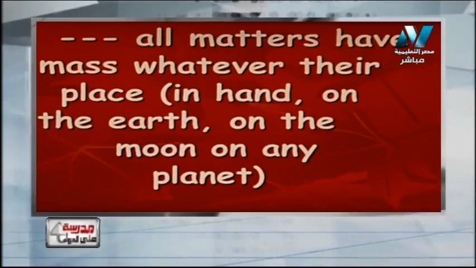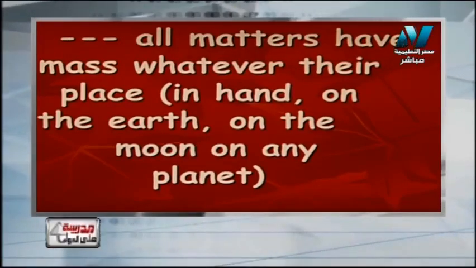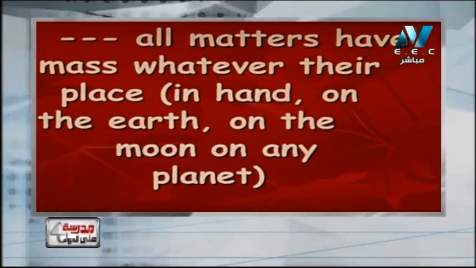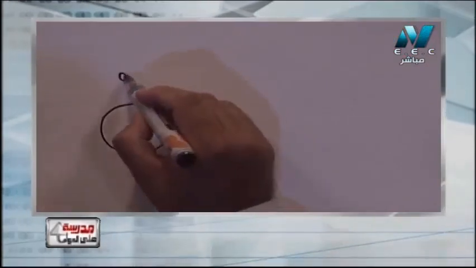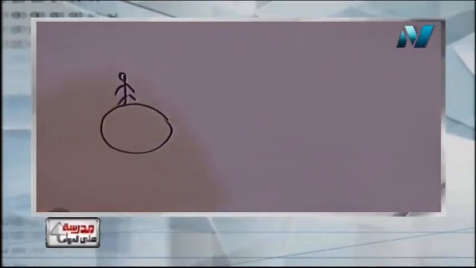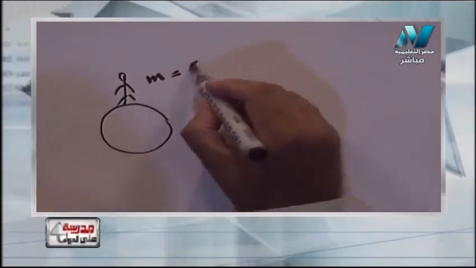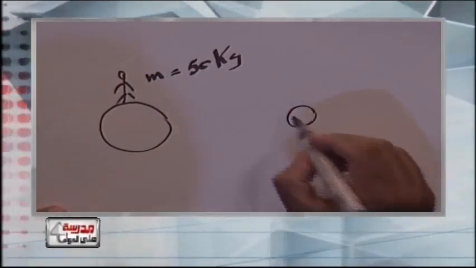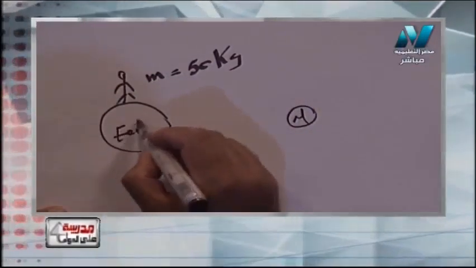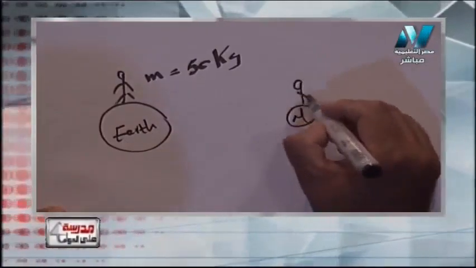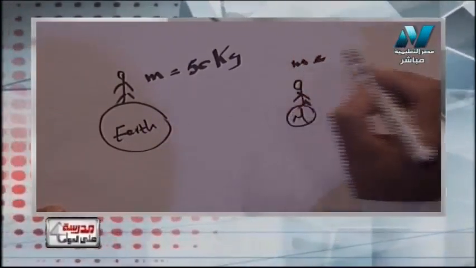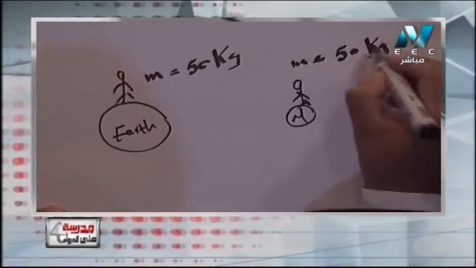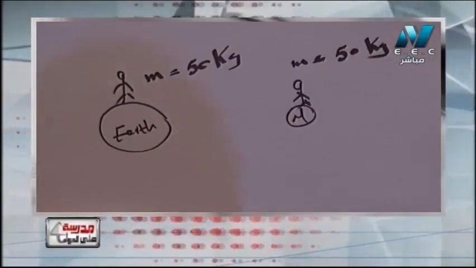For example, imagine that, let me explain this in details, okay. Imagine that there is a person on the earth، لو في شخص واقف على الارض، طبعا يعني رسم هنا، imagine شوية، تخيلي شوية، وعنده ماس for example 50 كيلوغرام. What happened to this person's mass when he moved to the moon؟ What happened to the mass? The mass doesn't change. Mass will be equal 50 kilogram. Because mass is a fixed value.